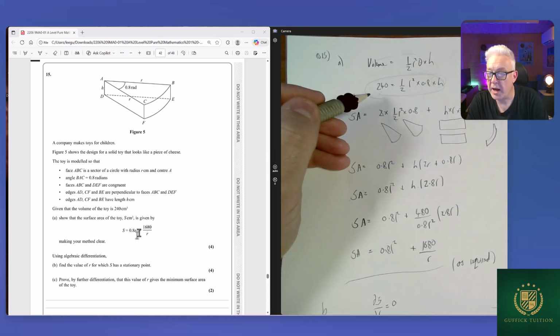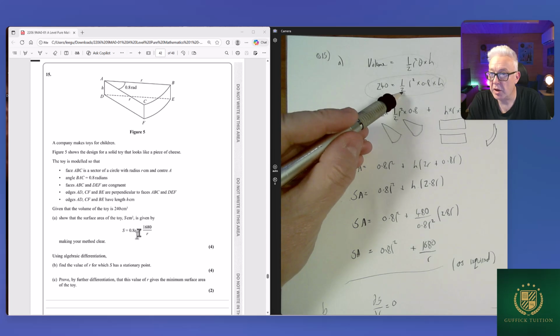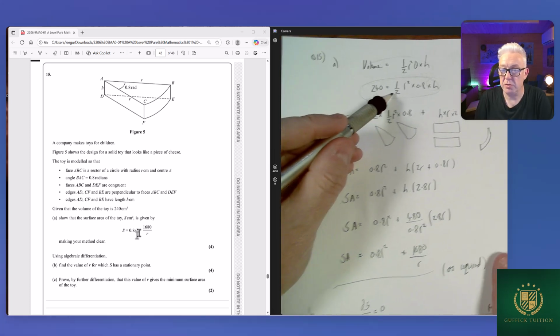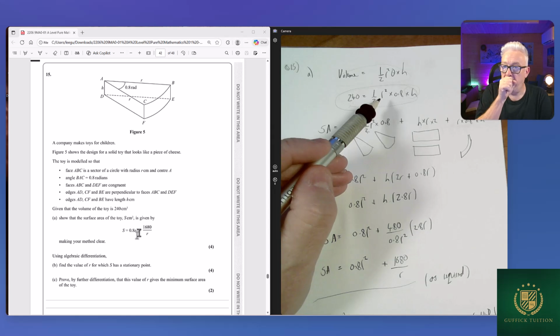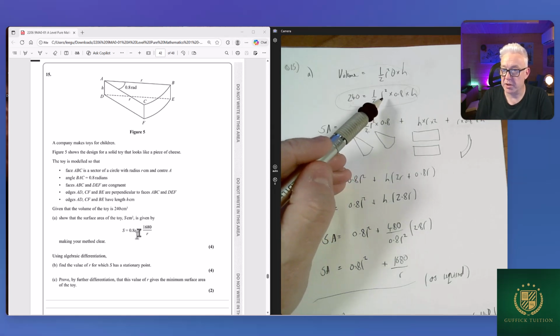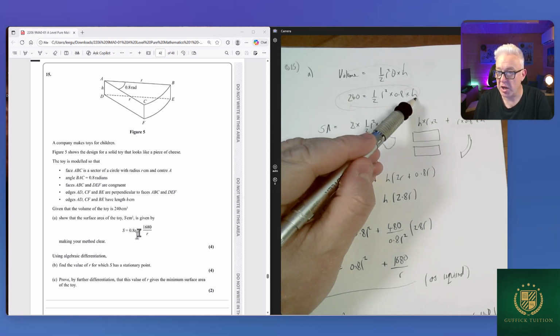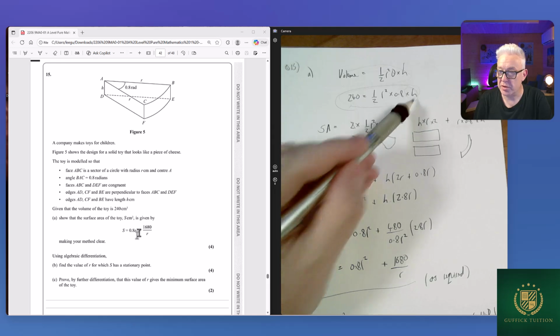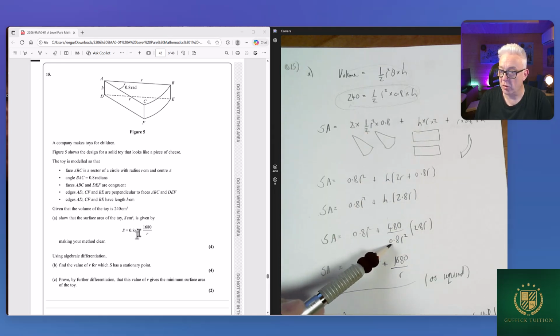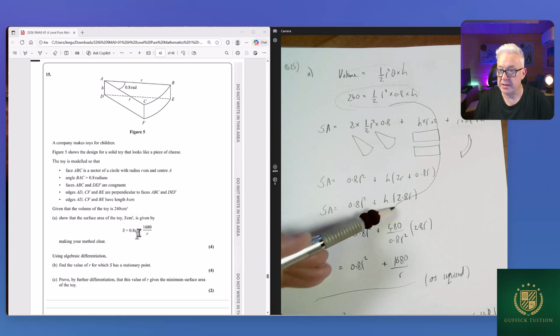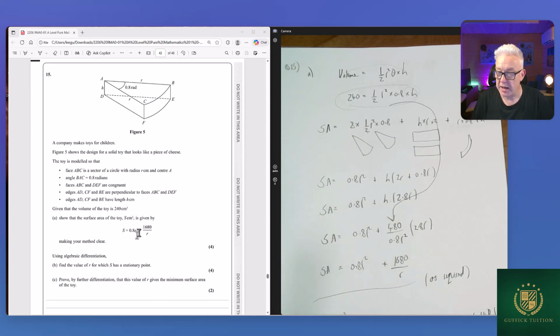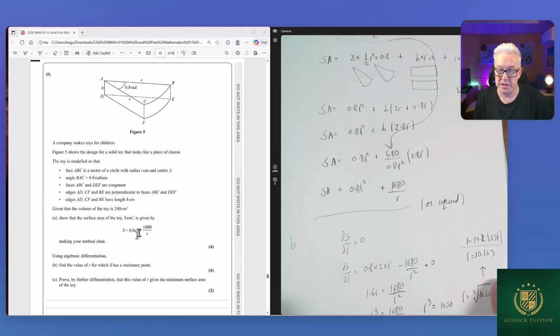So I'm going to do that. How am I going to do that? I'm going to times the 240 by 2, so it's going to go to 480, and I'm going to divide by 0.8r². So when I rearrange this to make h the subject, it's going to say h is equal to 480 over 0.8r². So a rearranged version of that now gets subbed into there. And now you'll observe that everything is in terms of just the one variable r.